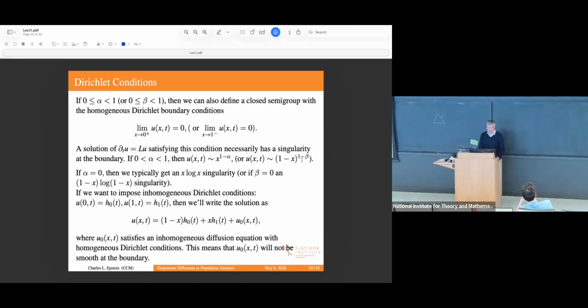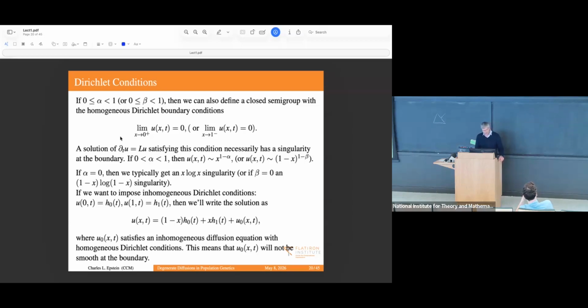If alpha and beta are greater than or equal to 1, then you can't specify Dirichlet boundary conditions. And interestingly, this is a reflection of something about the stochastic process. If alpha and beta are greater than or equal to 1, then the paths of the process never reach the boundary in finite time with probability 1. So it's only if the strength of this vector field is weak enough that the paths can even reach the boundary. If the paths can reach the boundary, then you can specify data there. If the paths can't reach the boundary, then you can't.